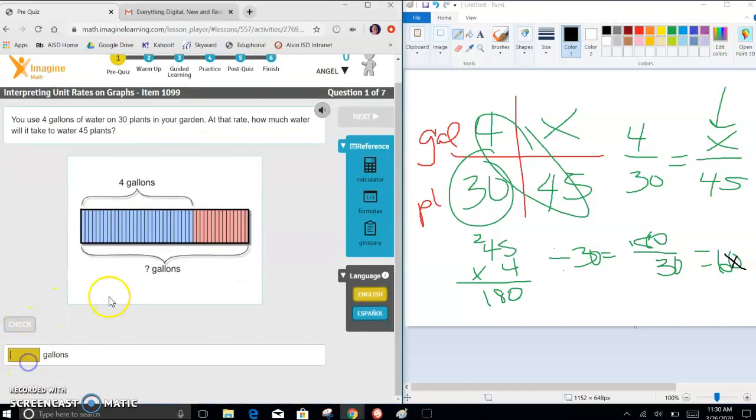And it also has to make sense. Would 60 gallons have made sense? Absolutely not, because it's only 45 plants, which is 15 more than this 30. So 6 gallons, check.